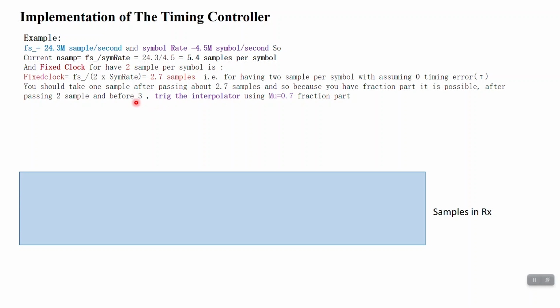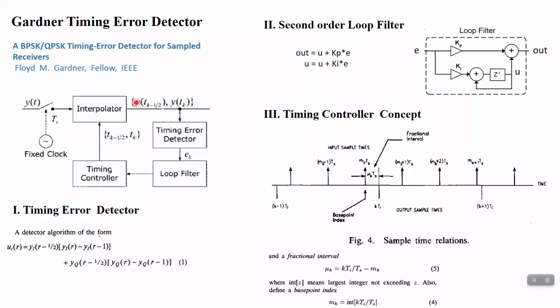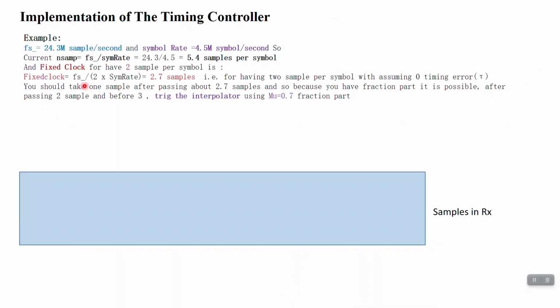Here we use a fixed clock as I show here. We define the fixed clock by this formula: Fs over 2 multiplied by the symbol rate, and it's equal here in this example to 2.7.